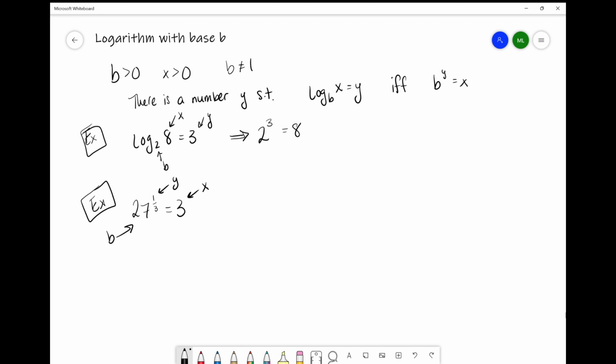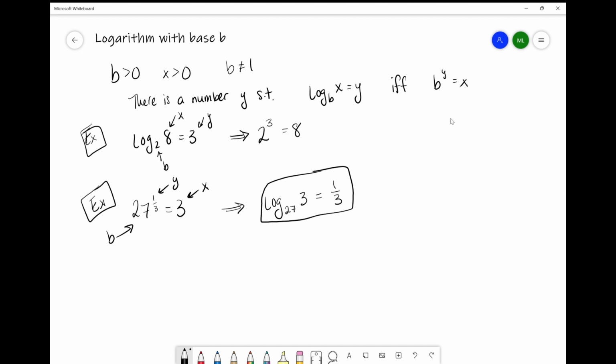So this transforms into log base b, which is 27, of 3 is equal to 1/3. All right, this would be the transformation. So this would be our final answer.